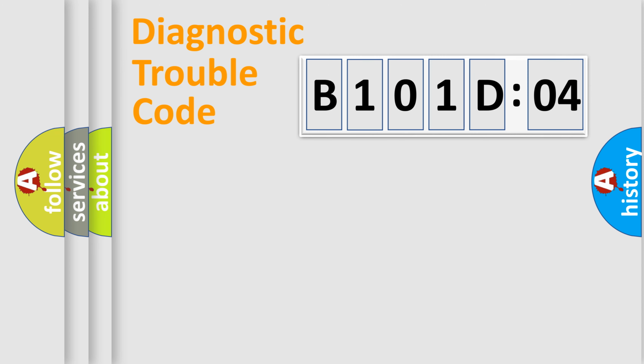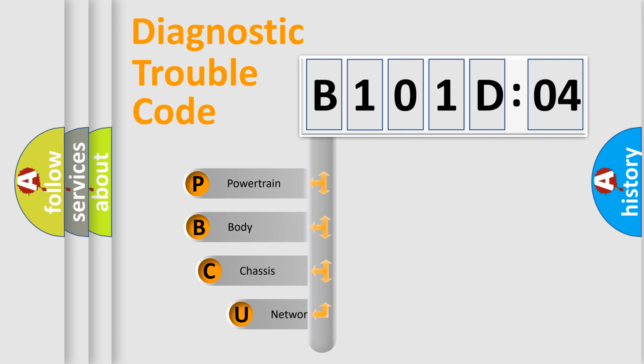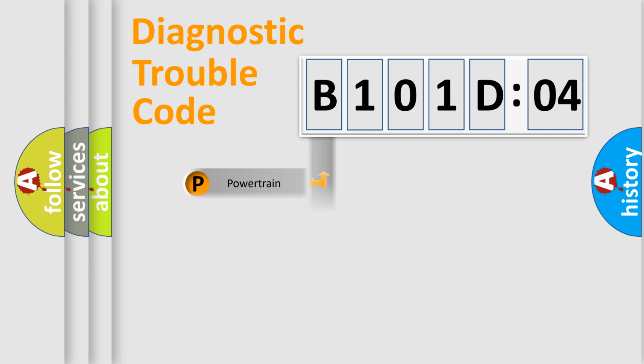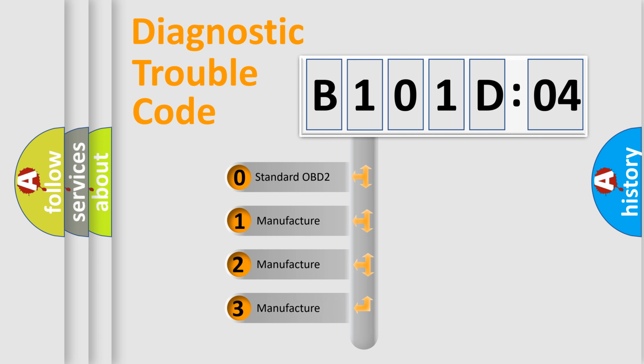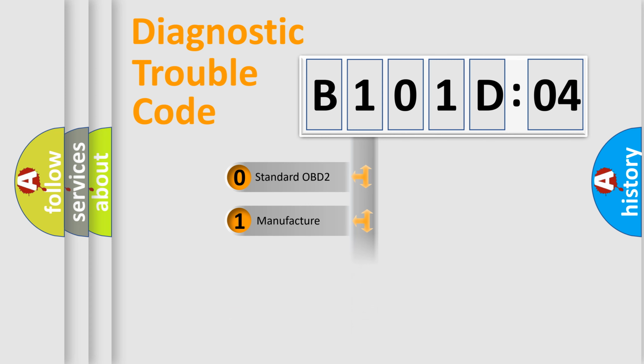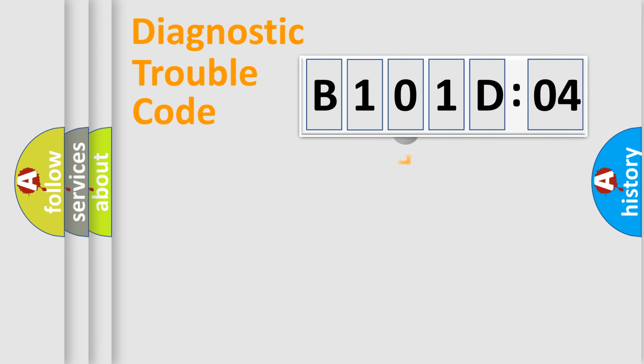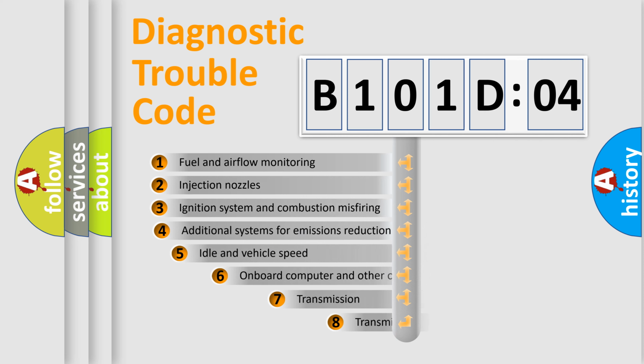Let's do this. First, let's look at the history of diagnostic fault code composition according to the OBD2 protocol, which is unified for all automakers since 2000. We divide the electric system of the automobile into the four basic units: powertrain, body, chassis, network. This distribution is defined in the first character of the code. If the second character is expressed as 0, it is a standardized error. In the case of numbers 1, 2, 3, it is a manufacturer-specific error.